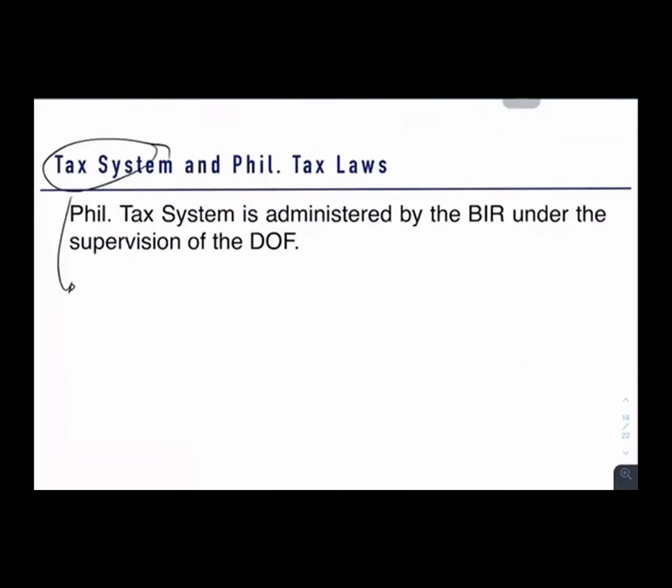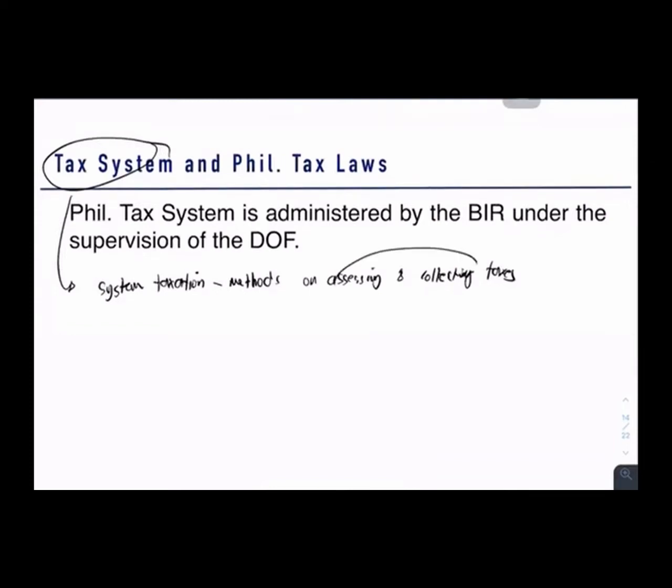A tax system is a system of taxation, particularly the process or methods of assessing and collecting taxes. So remember, we have your levy, we have your assessment, and we have your collection. And here, when we say system, it pertains to assessing and collecting taxes. Therefore, this is your tax administration.